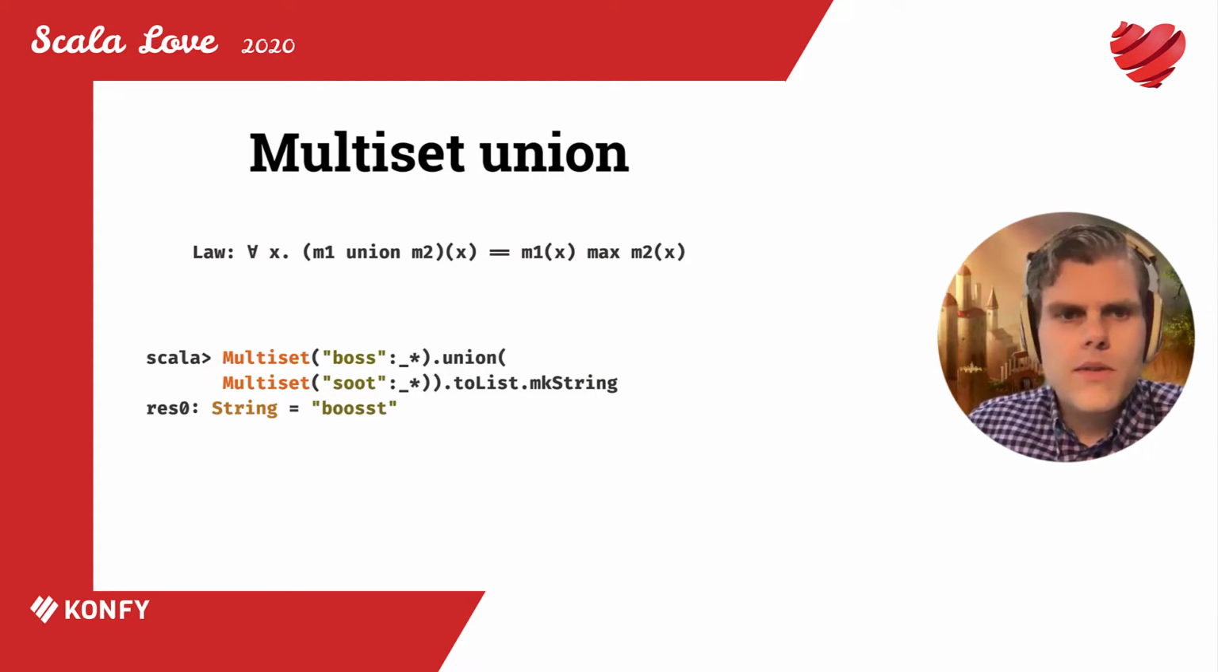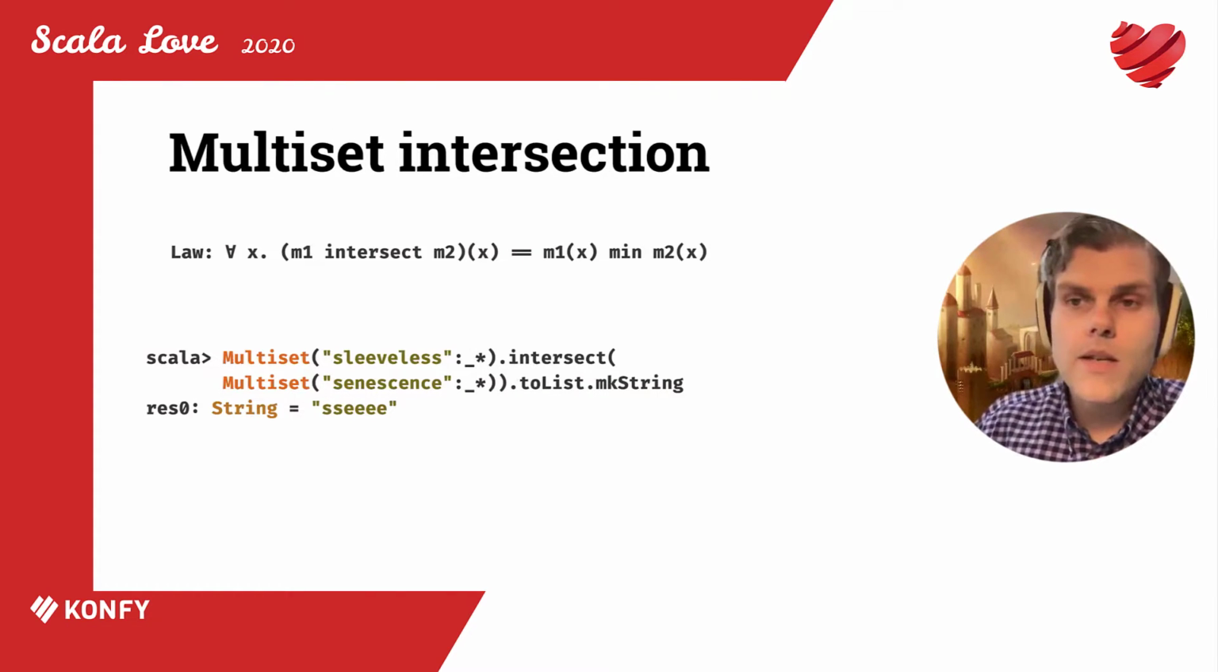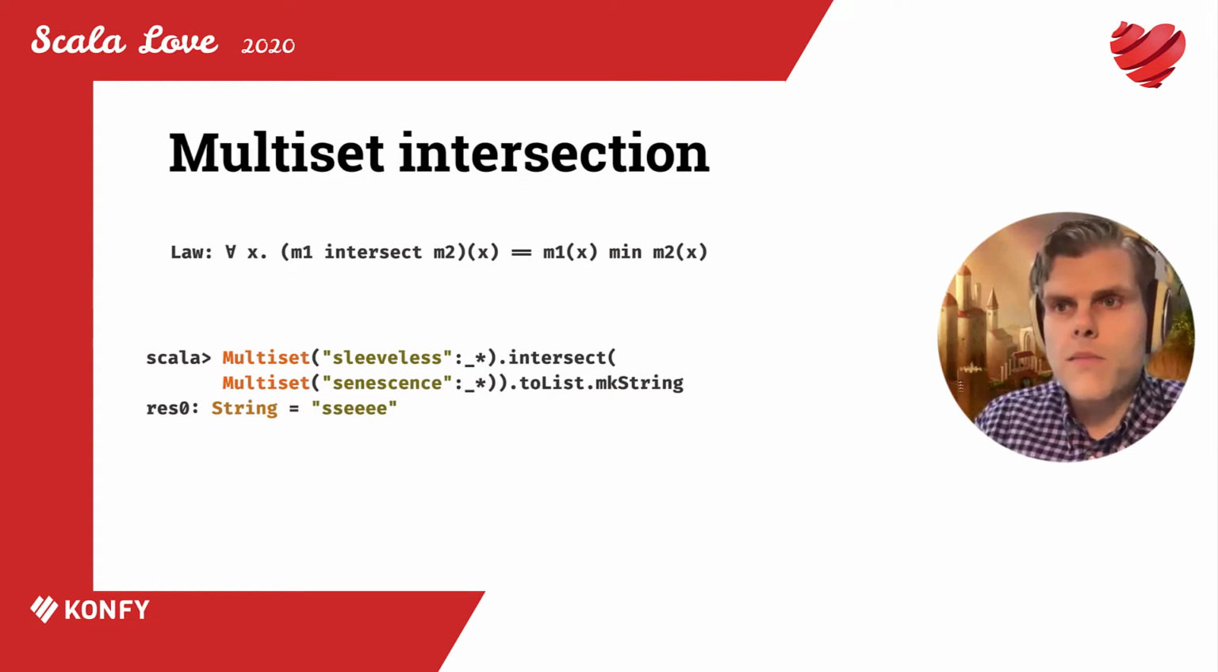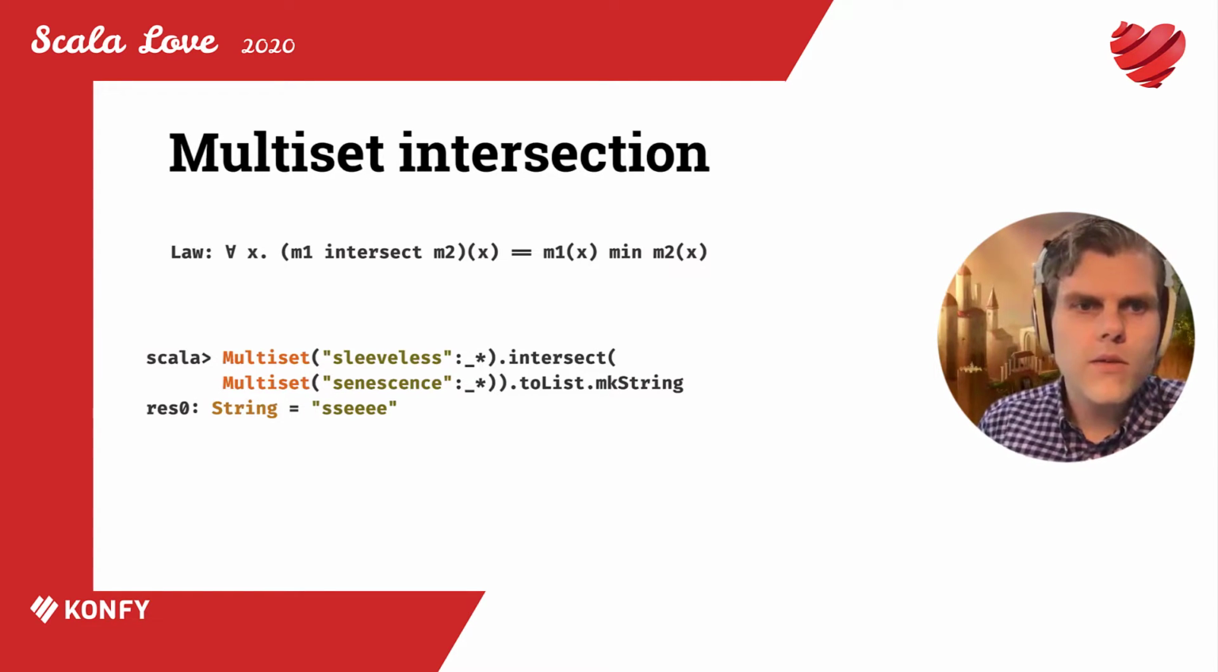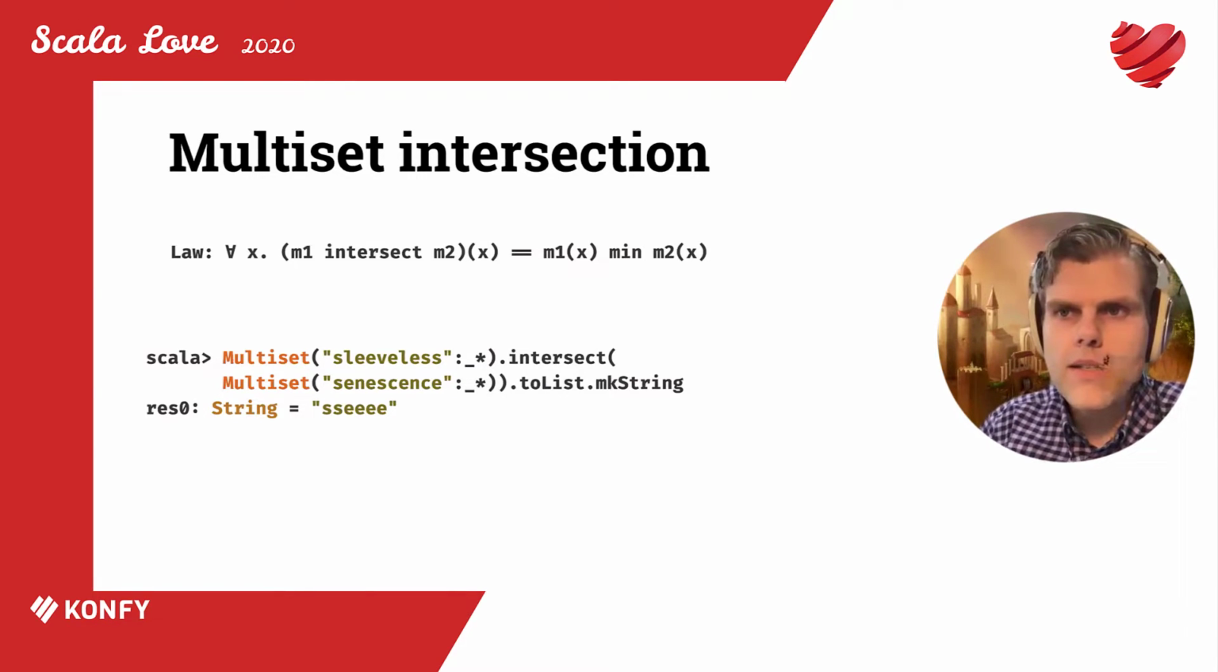So for example, there's one O in one of these things and two O's in the other one. So in the union of them, there are two O's, which is the max of how many O's there are in the inputs. And then the intersection is the other way around, where we take the minimum of the counts in the two multisets. So in the intersection of sleeveless and senescence, there are two S's and four E's, because there are at least two S's and at least four E's in each of the inputs. And then there are zero of the others, because there are at least zero of the others.